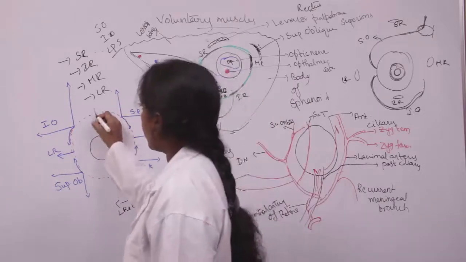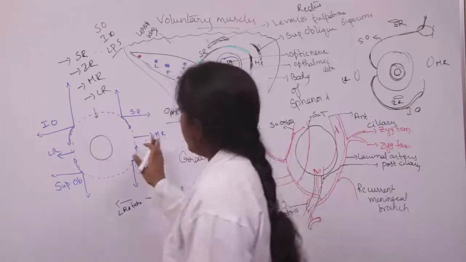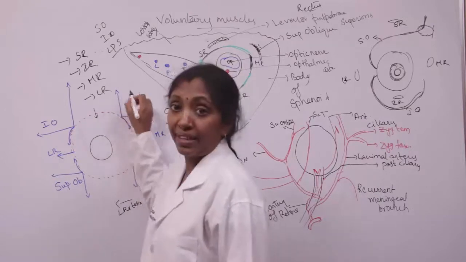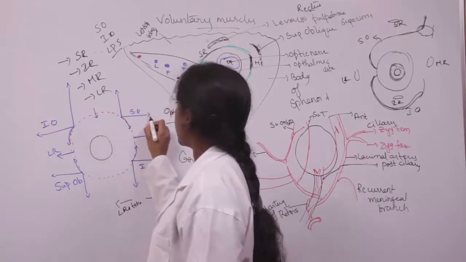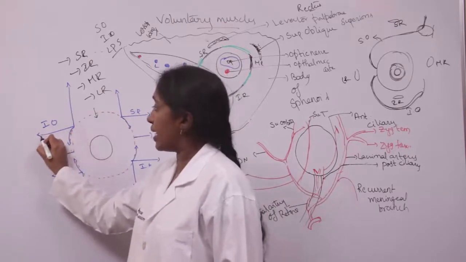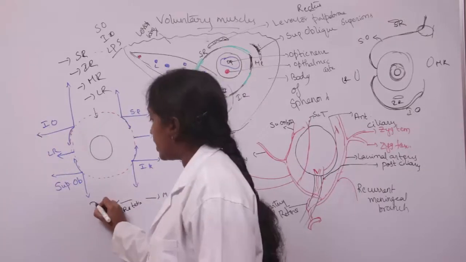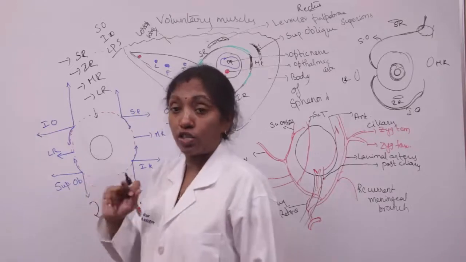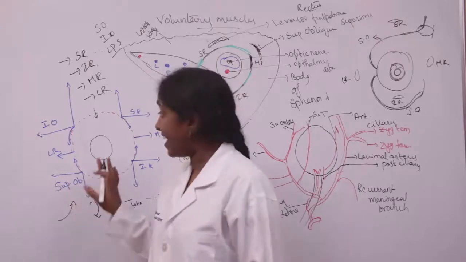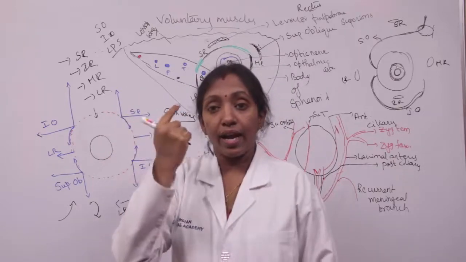For example, this is the 12 o'clock position of the eyeball. The arrow I have represented here is nothing but the elevation. The arrow I have represented here is the adduction or medial rotation. The arrow I have represented to the lateral aspect is the abduction or lateral rotation. The arrow I have represented with this one is the intorsion, and the arrow represented above is the extorsion. Intorsion and extorsion.